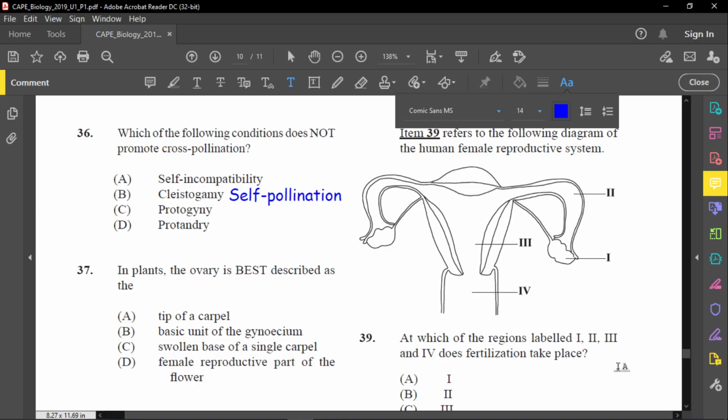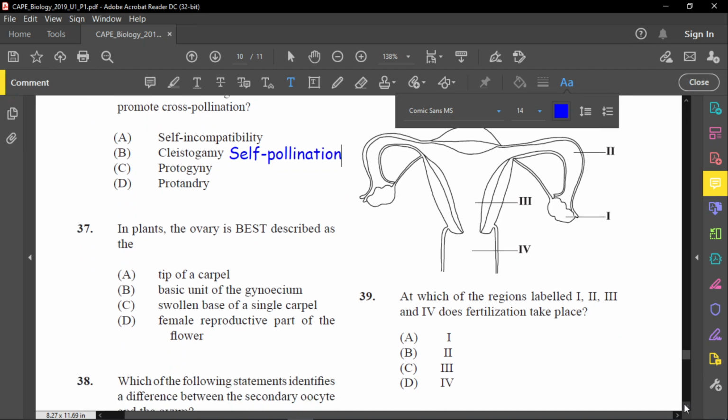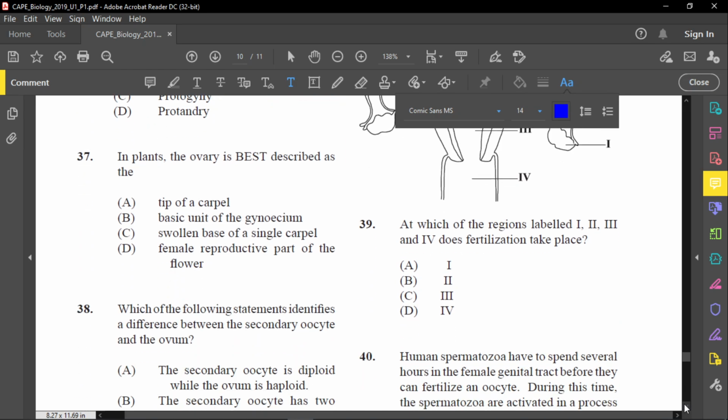Anyway, question number 37. Let's jump into that and move on real quick. In plants, the ovary is best described as what? Let's think about the ovary. The tip of the carpel, what is that? It is not the stigma. Yep. The tip of the carpel is what they call the stigma, so it is not the ovary. B, the basic unit of the gynoecium, which is not, because we're talking about just a single unit. And here now we talk about the solid base of a single carpel.